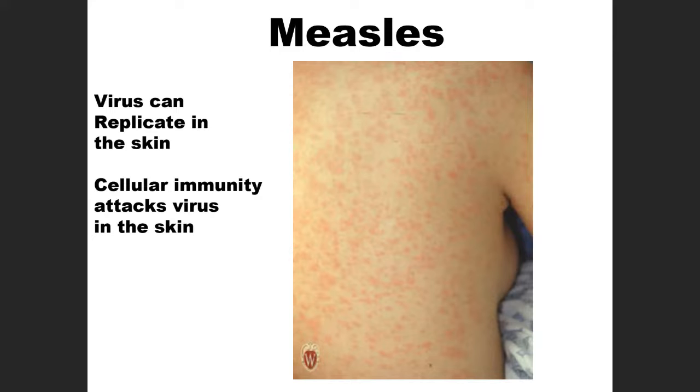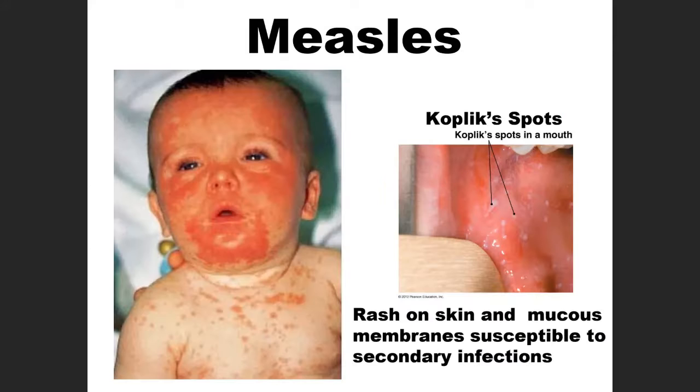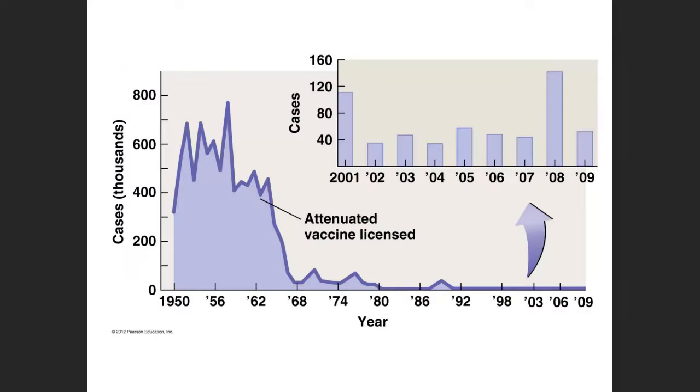The rash on the skin looks like this, but like I said, about 2 to 3 days before the rash on the skin appears, if you suspect this and you look in the back of the throat, you will see Koplik spots. So Koplik spots are these little areas right there that you see there, those are areas that represent where the virus is starting to gain access to the body. And again, just to prove how vaccines are effective, you can see here the drop in measles infections after the vaccine was licensed for use.